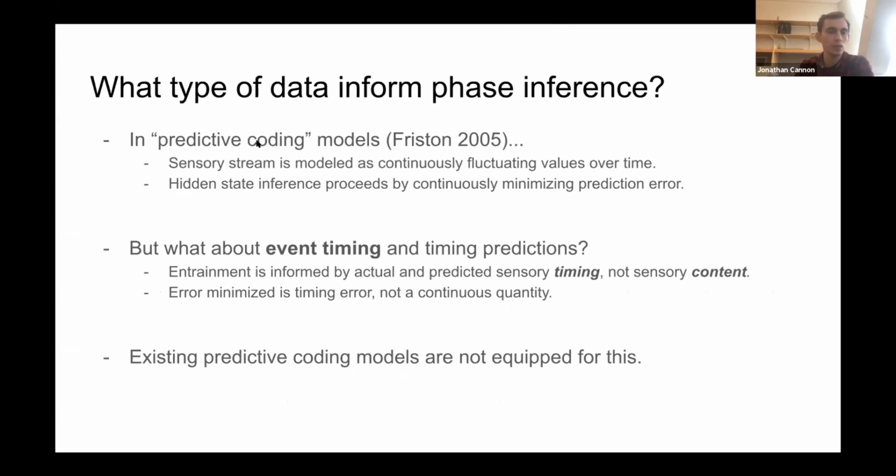Inference of hidden state is often modeled using predictive coding type models in the brain, in which the sensory stream is modeled as continuously fluctuating values over time. And hidden state inference happens through minimizing the errors between predictions of those sensory values and the actual values. But in entrainment, we're usually being informed by the timing of events, especially auditory timing of events. The error we're minimizing is timing error. And predictive coding models as they currently exist aren't actually well equipped to do this over continuous time.